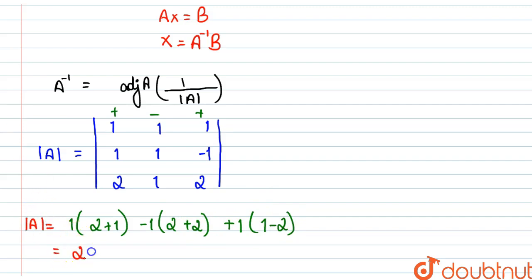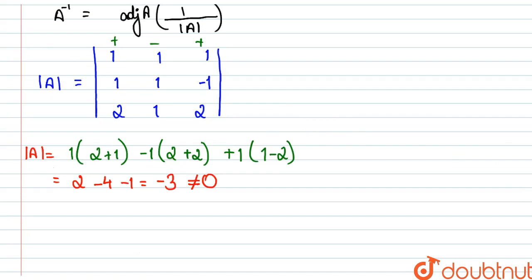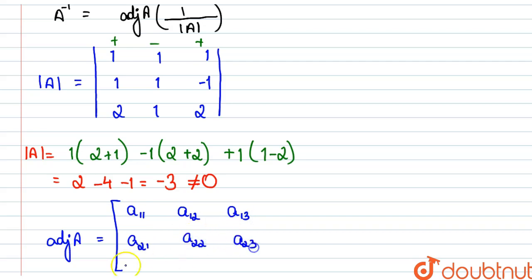It will be 2 minus 4 minus 1. So it is 2 minus 1, 1, 1 minus 2, we'll have minus 3. So it is not equals to 0. Therefore, our A inverse does exist. Now our adjoint A is A11, A12, A13, A21, A22, A23, A31, A32, and A33, and then we'll find its transpose.